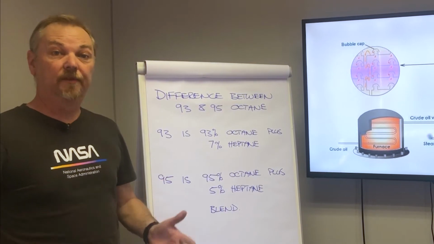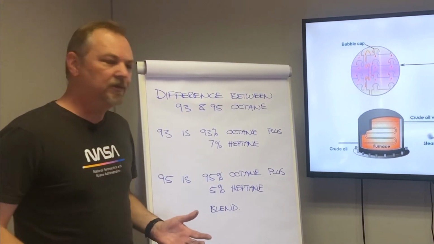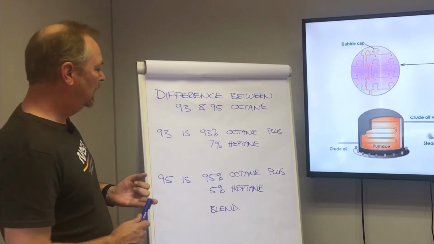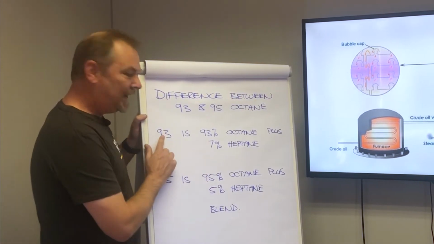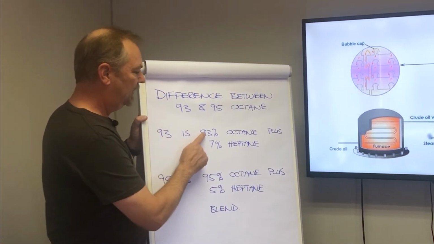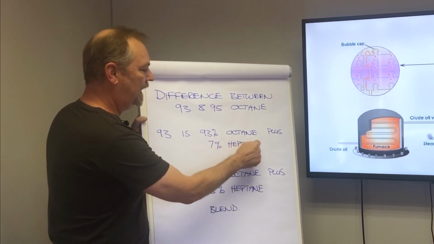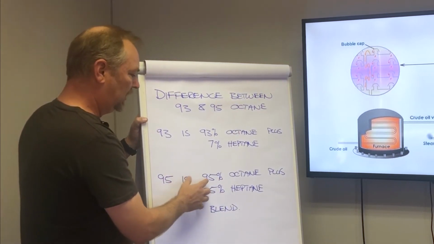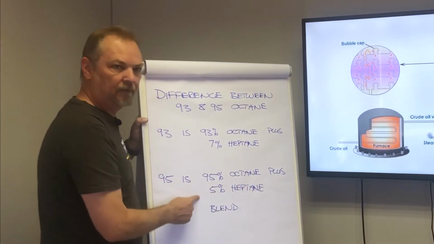So what is the actual difference between 93 and 95 octane, and how do they produce it? Well, once we've boiled out the heptane and the octane, all we do is we blend the two together. So 93 octane is in fact 93% octane and 7% heptane blended together, and 95 octane is logically 95% octane plus a 5% blend of heptane.